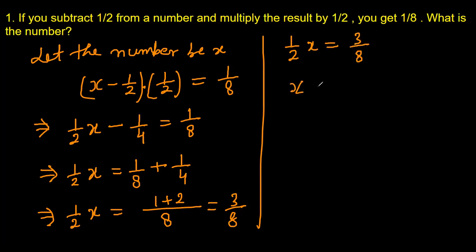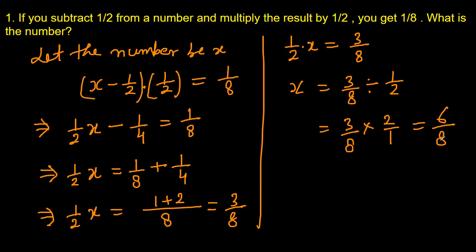This means x is equal to 3 by 8, and we should divide. Here 1 by 2 is multiplied, so if we take it to the right, it should be divided by 1 by 2. It is the same as 3 by 8 multiplied by the reciprocal. The reciprocal of 1 by 2 is 2 by 1. This is 6 by 8, and 6 by 8 can also be written as 3 by 4. So your answer is 3 by 4. That means the number should be 3 by 4.